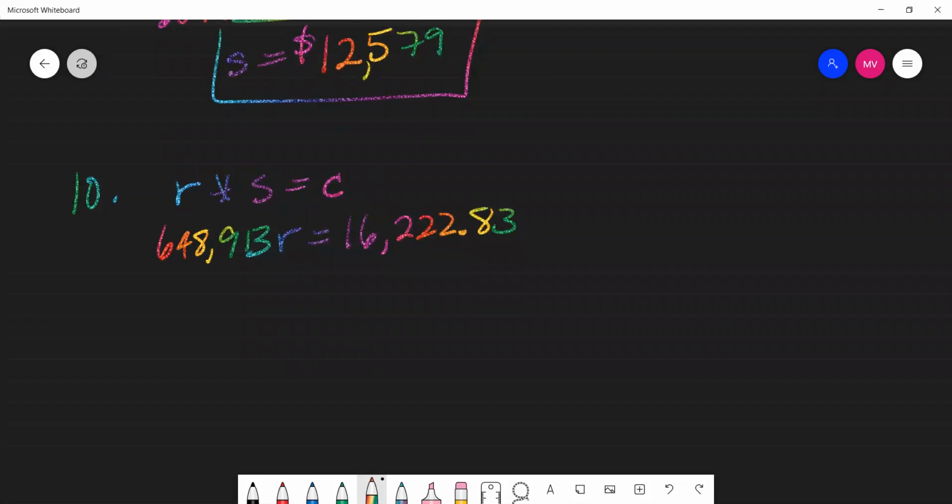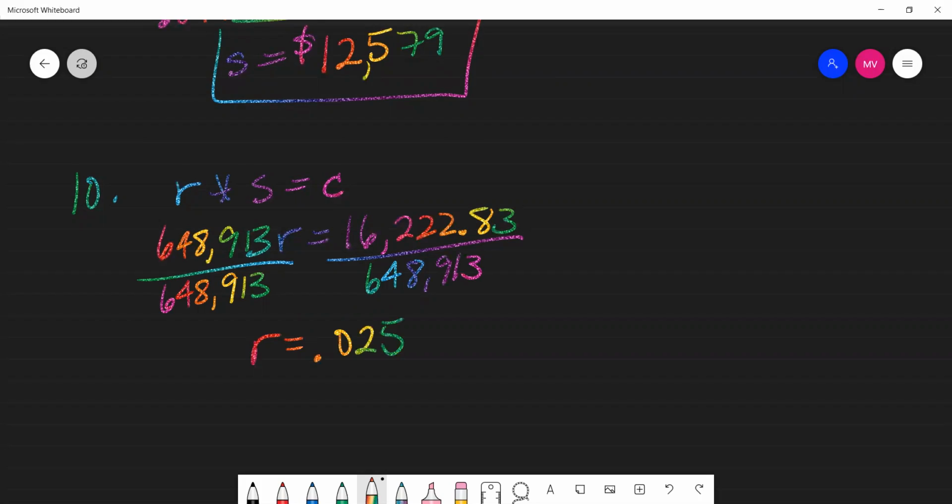All right, same as before. We isolate our variable by dividing by our sales. And rate equals, let's see, 16,222.83 divided by 648,913. Okay, gives us a rate of 0.025, or remember 2 decimal places here, 2.5%.